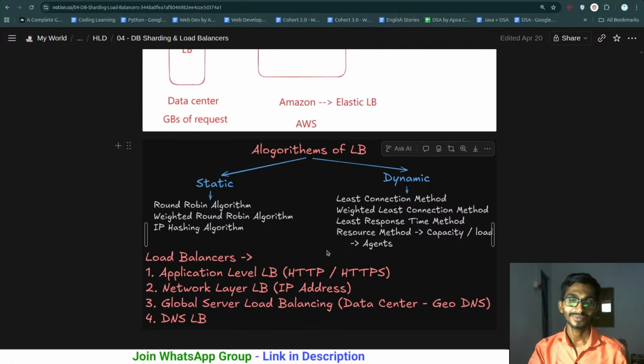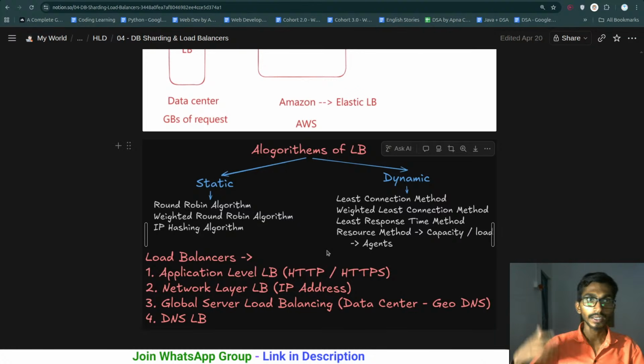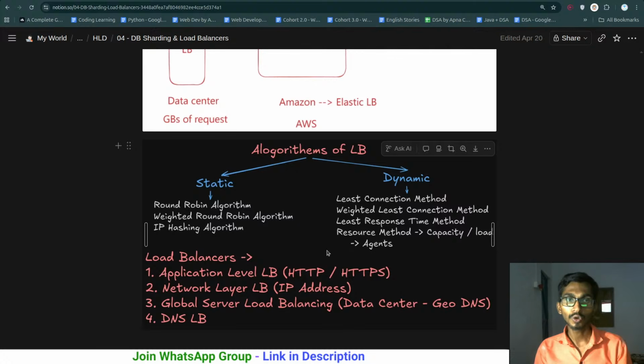least connection method, and then weighted least connection method. In the sense, whichever server has the least connections, that will be assigned a new connection. I mean, a new request will go to that. Weighted least connection in the sense, it will take care of the weight. On the basis of the weight, the connections are going to be assigned. This particular server can handle this many connections. If it has more weight, in the sense more power, it can handle more requests. And then we have least response time: whichever is taking the least amount of time, the request will be sent there.